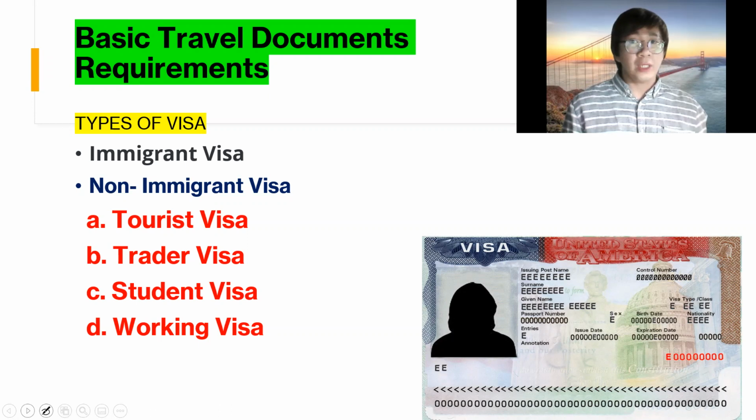non-immigrant visa, which under that, ito yung major concern natin, no? Kasi pag immigrant visa ka, ang issue ticket sa'yo one way. Pag non-immigrant visa, round trip yan. Okay, most cases. Okay, we have the tourist, trader, student, and working visa.